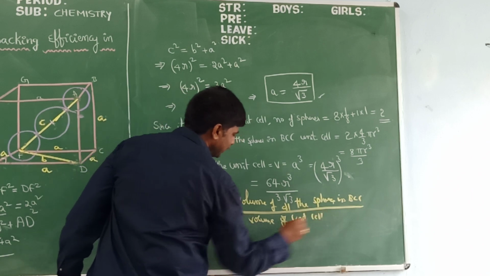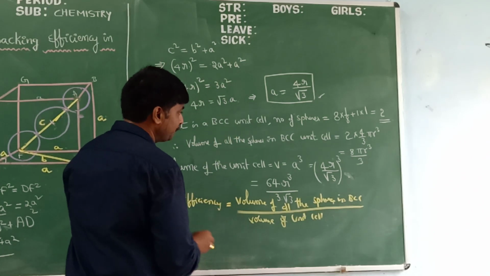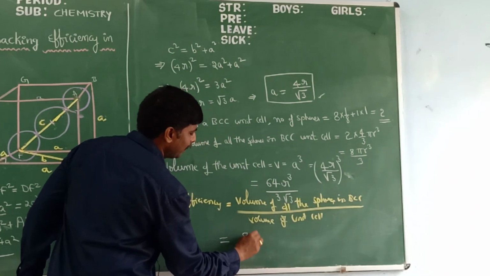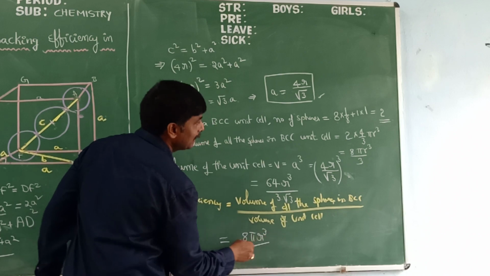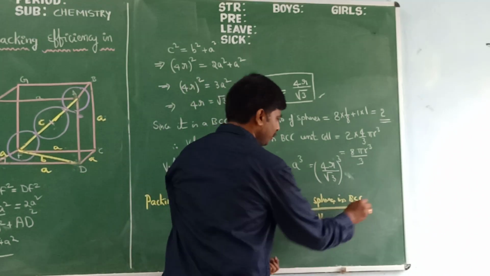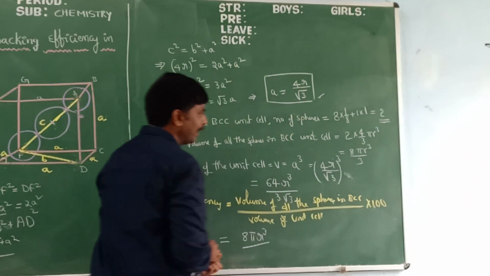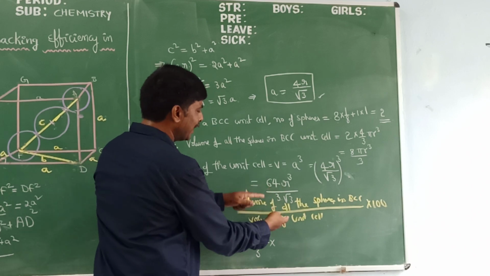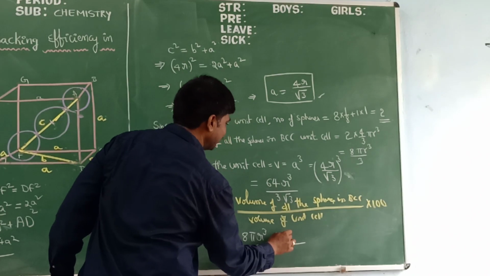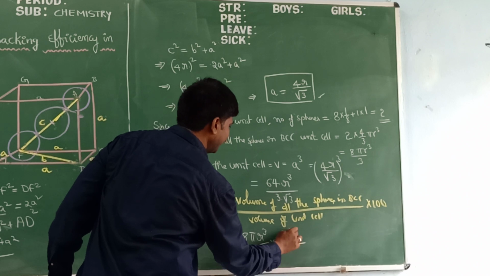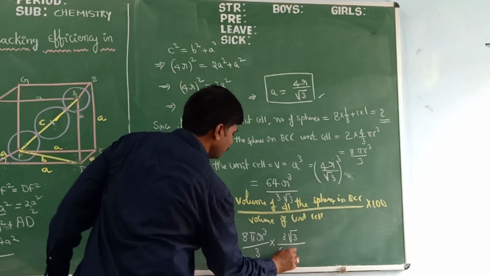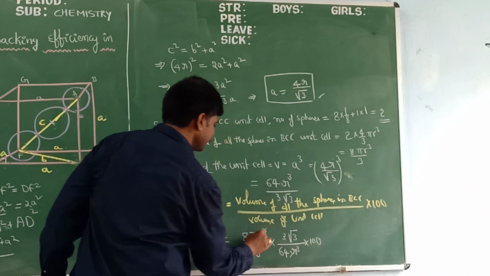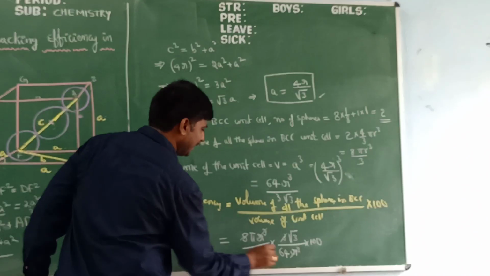So that means the volume of all these spheres is 8 pi r cube by 3, into 100. That is equal to 8 pi r cube by 3 divided by this one. So I will write it like this: 3 root 3 into 64 r cube into 100. R cube cancels, 3 cancels, 8 times cancels.